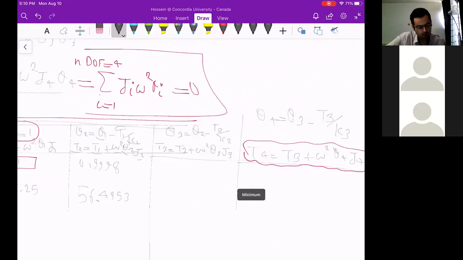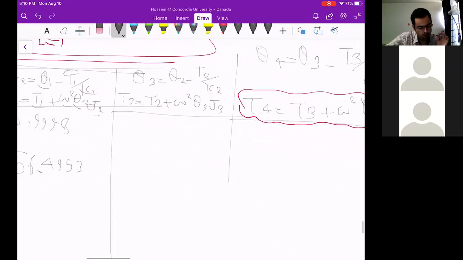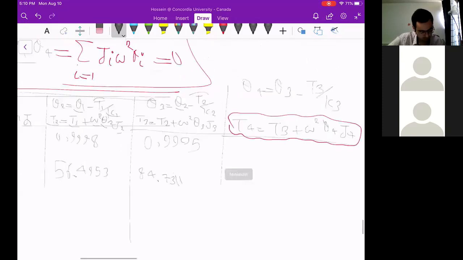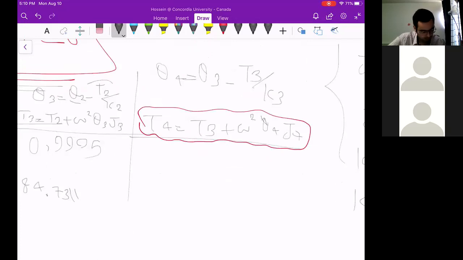As soon as you finish the second column, you will go for the third column. You have to find theta 3 at first step. You have theta 2, you have torque 2, you can find theta 3 as 0.995. Torque 3 therefore is 84. Theta 4 can be obtained as 0.9991, and T4 unfortunately is not equal to 0 and is 141. So it's not 0, we have to give another guess.